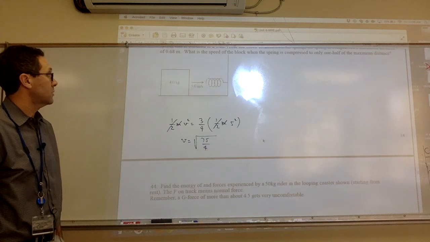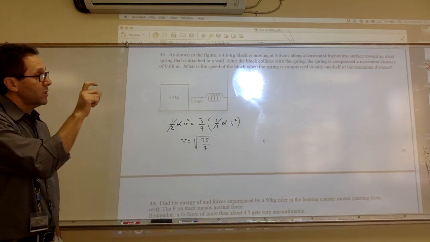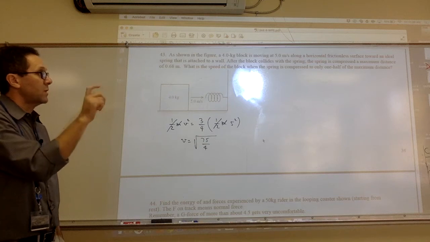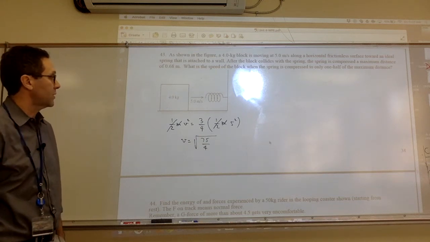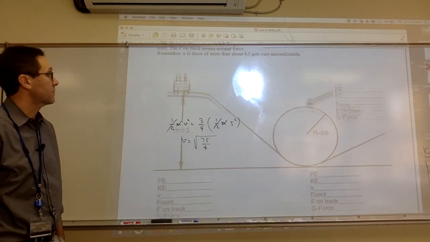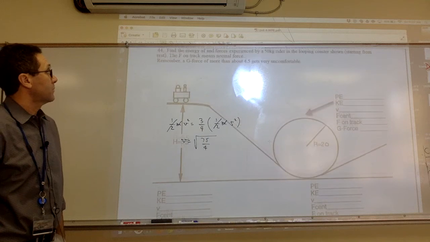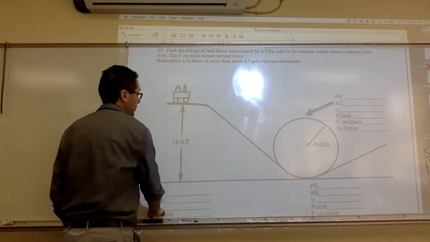So if you just know the relationship between energy and the amount of stretch and speed, just keep in mind that there is a square on top of the x and there is a square on top of the v when you're dealing with either kinetic energy or elastic potential energy. All right, that's done. So let's look at number 44.